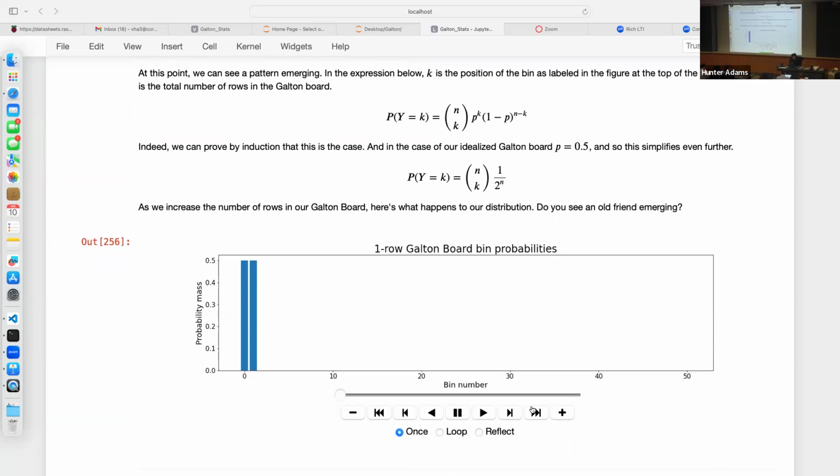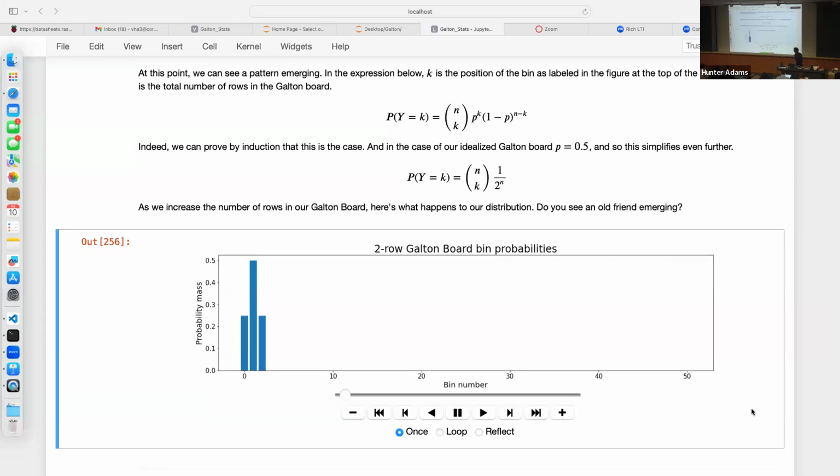For a 2-row Galton board, which we also investigated, you expect to see 0.25, 0.5, 0.25. For a 3-row Galton board, oops, spoiled it. For a 3-row Galton board, you expect to see what we looked at but did not explicitly derive in the same way as the first two shown here. And as we increase the number of rows, here's what our distribution does.